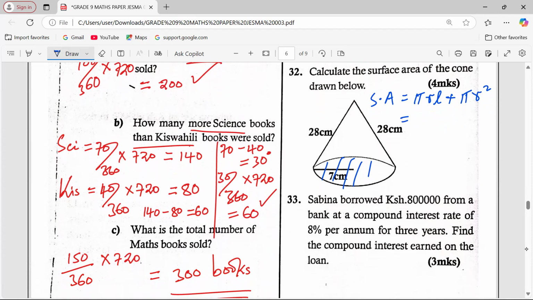So from the first option, we will have 22 over 7 times 7 multiplied by a slanting height. L is slanting height of 28.